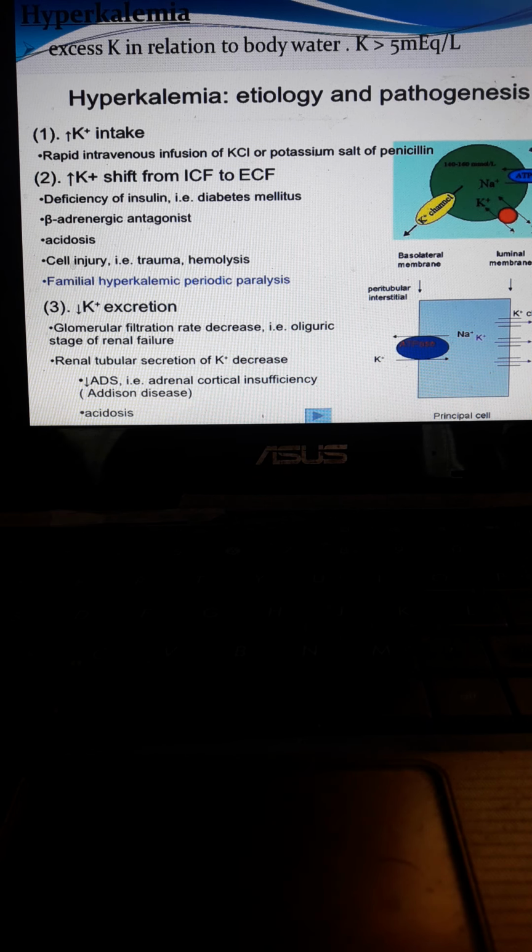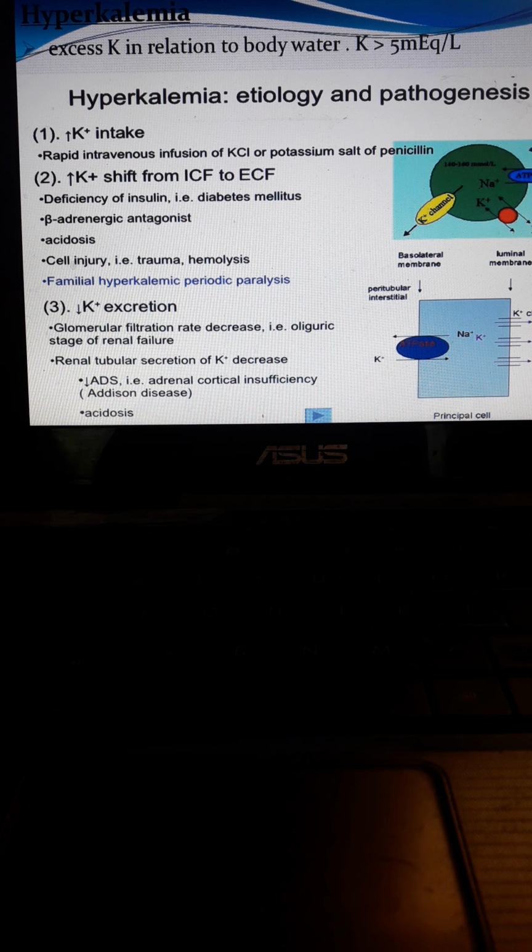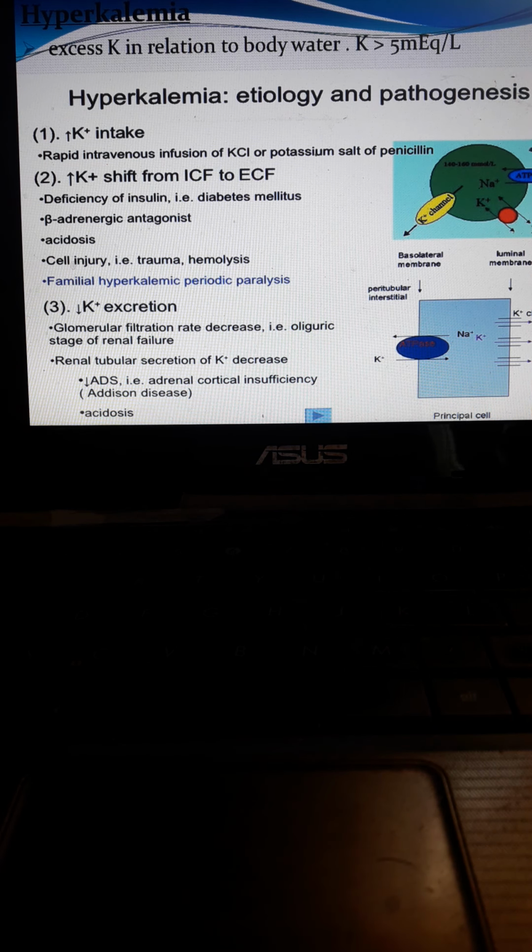So we have decreased renal tubular secretion of potassium, meaning if you have a problem in the renal tubules of your kidney, or the nephron, there is less secretion. When we say secretion, the tubules will secrete potassium for excretion, together with the urine. Okay, we also have Addison's disease, or adrenal cortical insufficiency, wherein there's already a problem in the amount of cortisol or aldosterone in the body, which also regulates the sodium and potassium ions, or the electrolytes inside the body, and even acidosis.